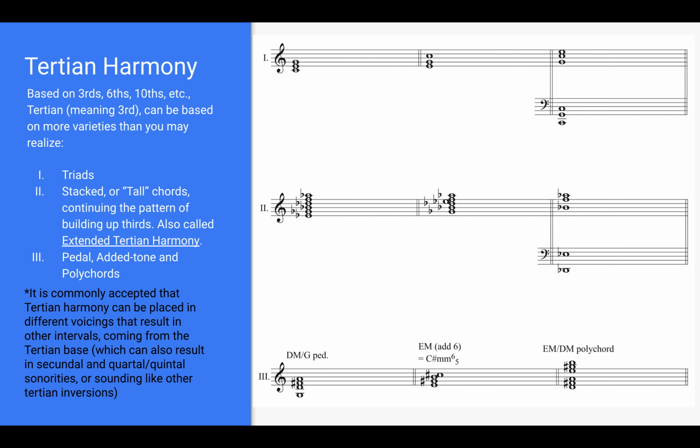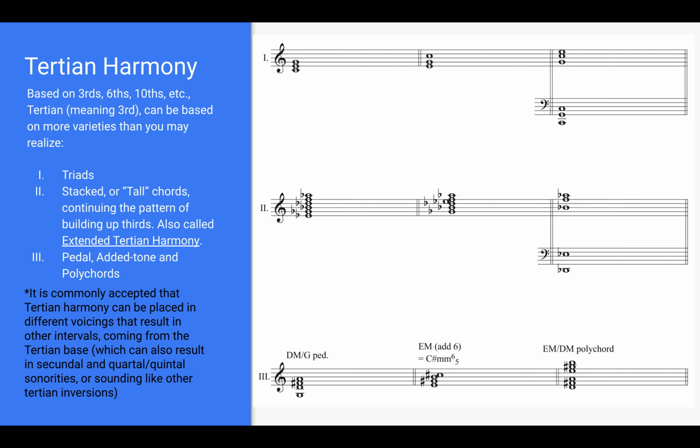Sounds a lot like the composer Aaron Copland. Added tone chords, such as this one, which is an E major triad with an add 6. This is common in jazz. Now you'll note that's equivalent to a C sharp minor 7 in first inversion. So depending on how you think of it, it could just be a 7th chord inversion, but another way to think of it would be a triad with an added 6th.